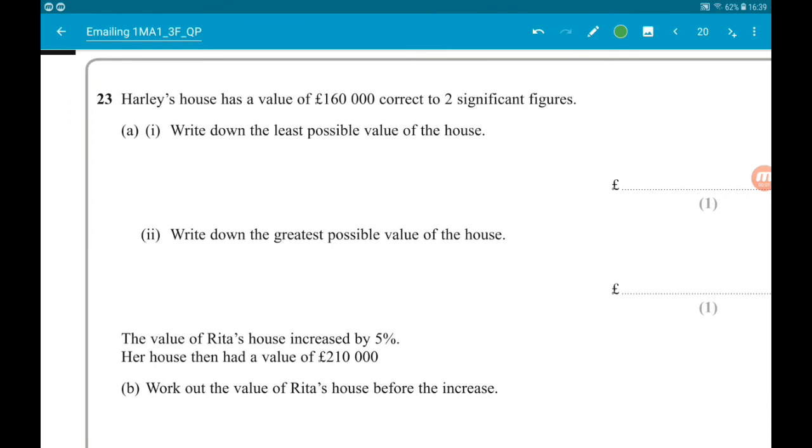Okay, number 23, final question. So Harley's house has a value of 160,000 to two significant figures. Part A1 wants us to write down the least possible value of his house. So the smallest number that would round up to 160,000 to two sig figs. So that's going to be 155,000.